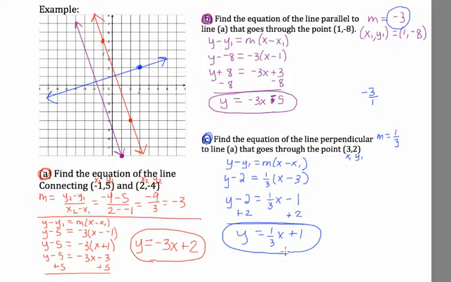Does that go with the picture we have drawn? Yeah. Y-intercept of 1, slope of 1/3. So again, lines that are perpendicular have slopes that are the negative reciprocal of the line that they're perpendicular to.